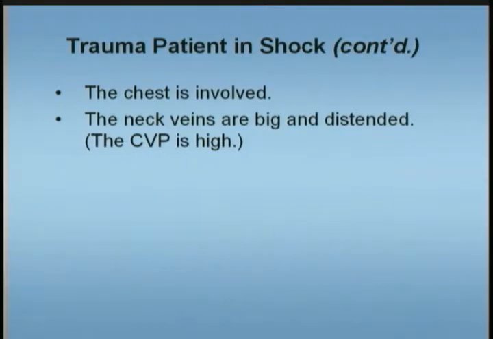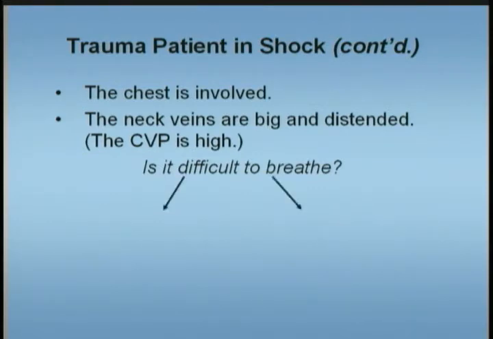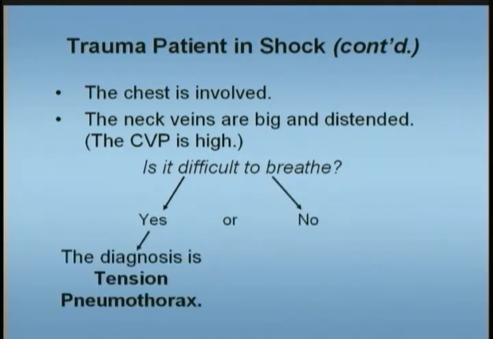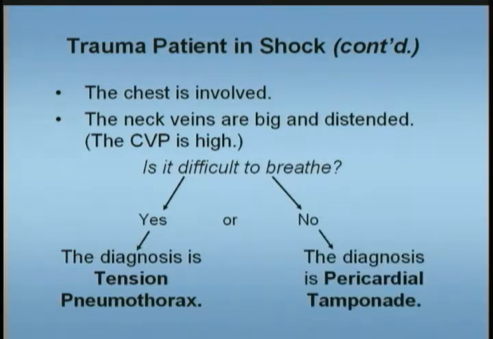So now to answer which of those two, ask yourself another question. Is it difficult to breathe? When you look then at the vignette again, if you realize that it is indeed difficult to breathe for the patient, then the diagnosis is tension pneumothorax. But if there is no indication at all that breathing is a problem, then the diagnosis is pericardial tamponade.